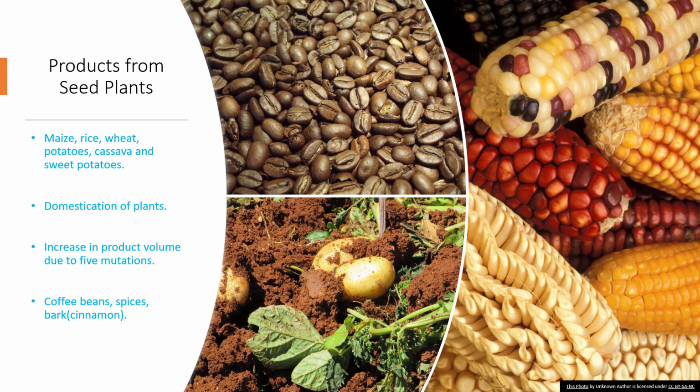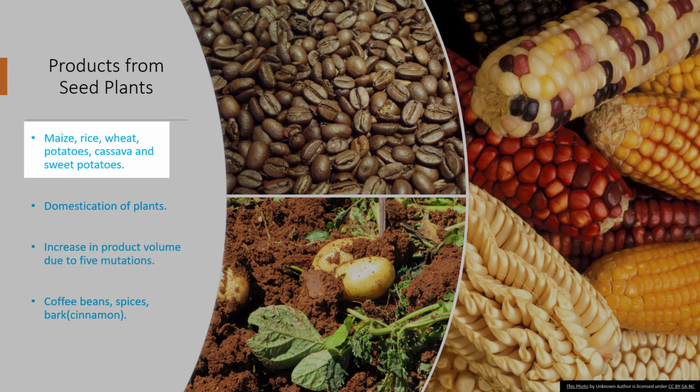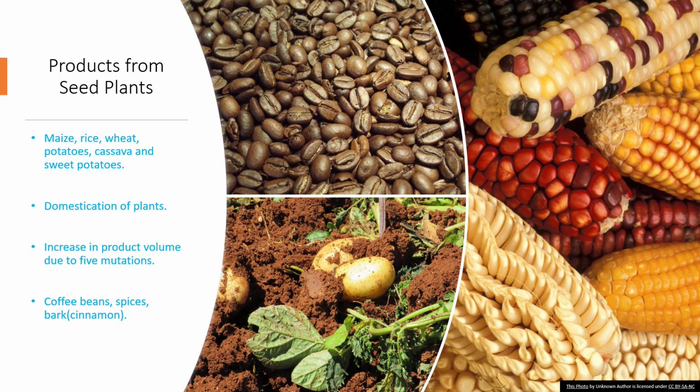So let's have a look at the effects of seed plants on human welfare. Most of our food comes from angiosperms. Just 6 crops, maize, rice, wheat, potatoes, cassava and sweet potatoes yield 80% of all the calories consumed by humans. We also depend on angiosperms to feed livestock. It takes 5 to 7 kilos of grain to produce 1 kilogram of grain-fed beef.